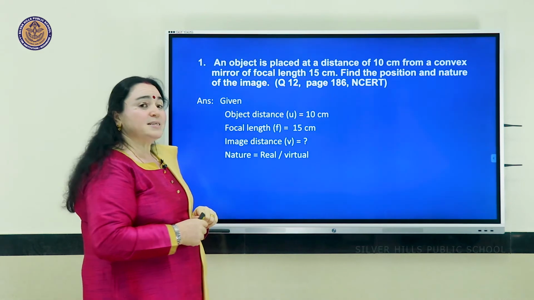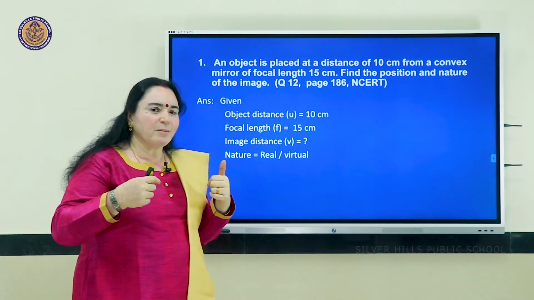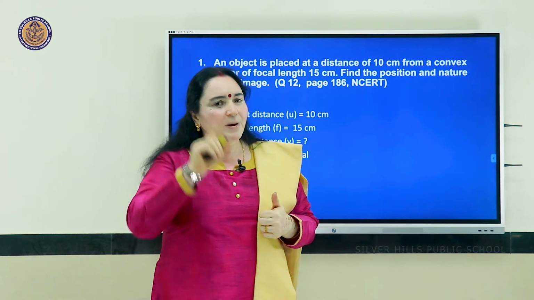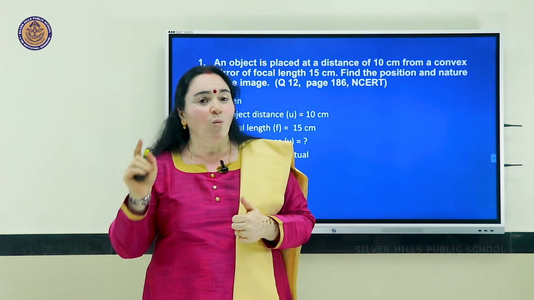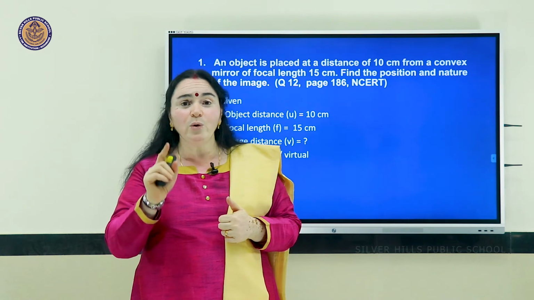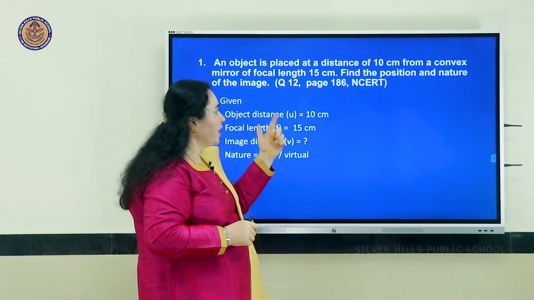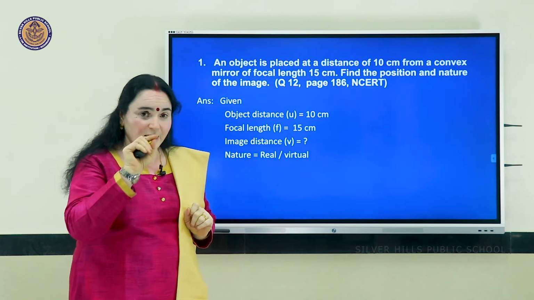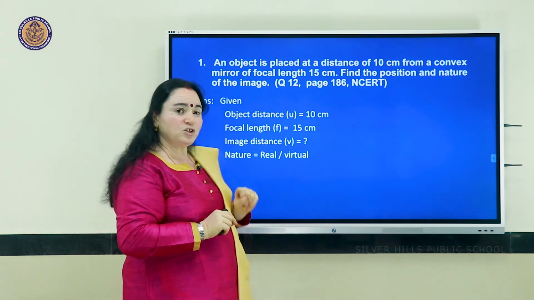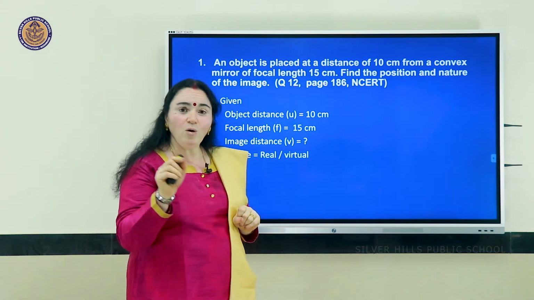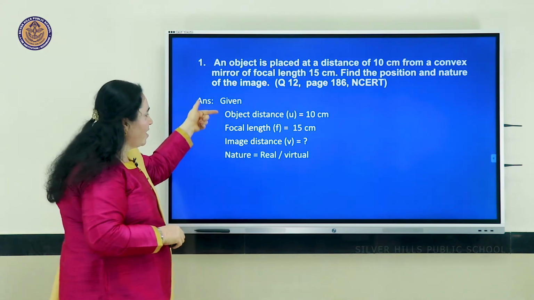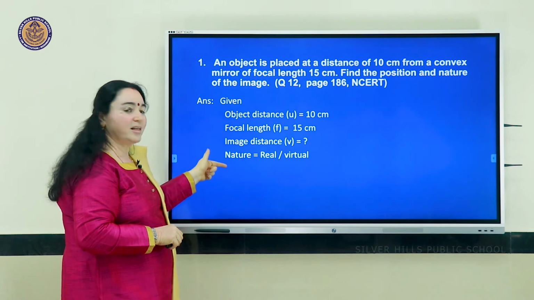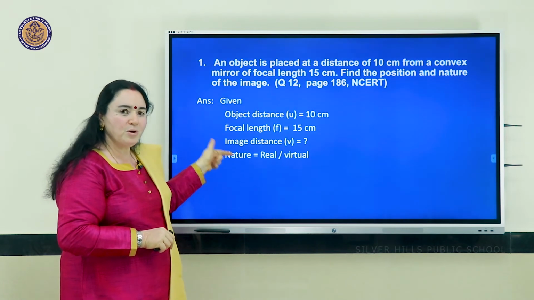From a convex mirror. So immediately what should come into our mind is it's a convex mirror and the focal length is given. Apply the Cartesian sign convention and check out whether I should put it as a positive value or a negative value. Find the position. That means they are asking us to find out the value of V, image distance. The nature. Nature means is it real or virtual? These are the data that is given to you and these are the values that you are supposed to calculate.